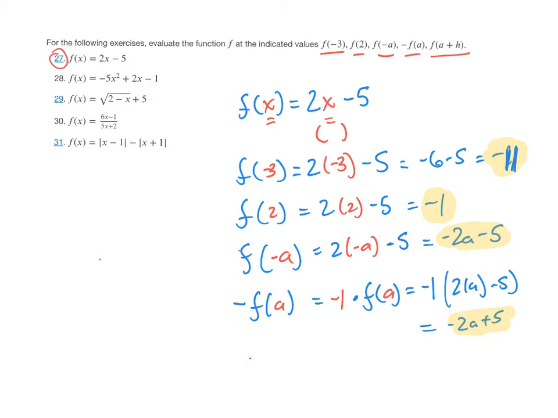Okay. And then finally, f of a plus h. A plus h is a binomial. And so when we plug it into the function, we just need to make sure again that we use those parentheses. So we distribute the 2 and we get 2a plus 2h minus 5. And that's the result for that one.